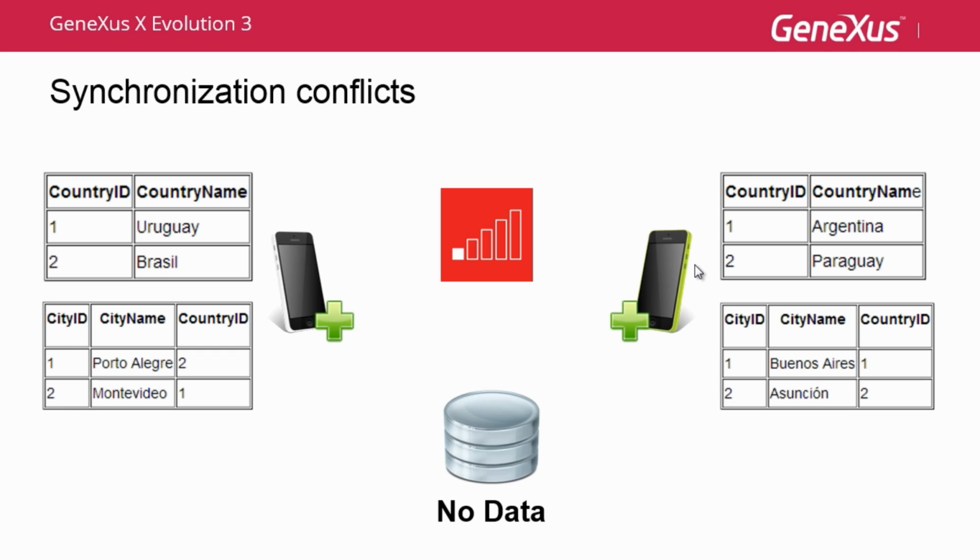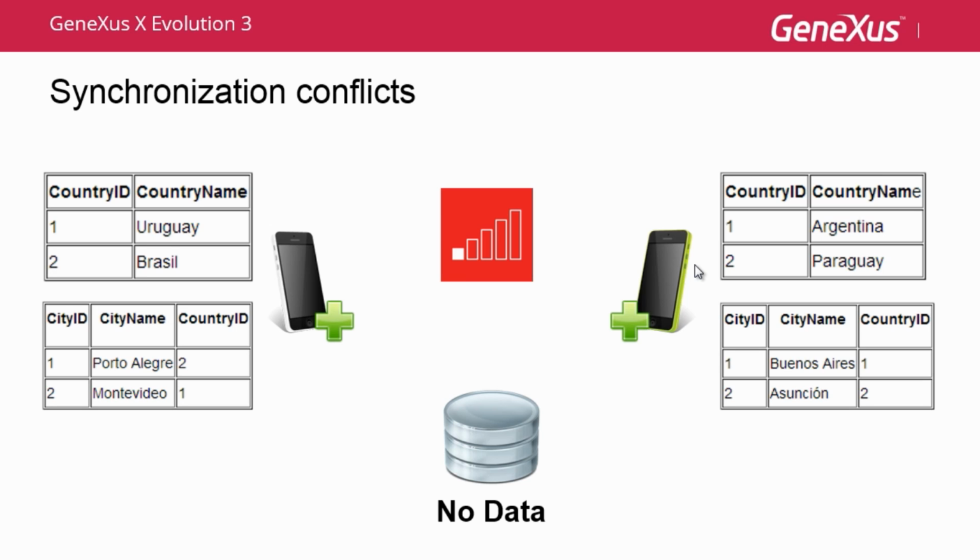And we also have a centralized database in the cloud that has no data to begin with. So device 1 does an insert of country Uruguay and of country Brazil with their corresponding cities, Porto Alegre and Montevideo, in the country tables and also in the city tables. We must point out that both the country ID and city ID keys are auto-numbered. This is important in this particular case where we'll be managing conflicts.